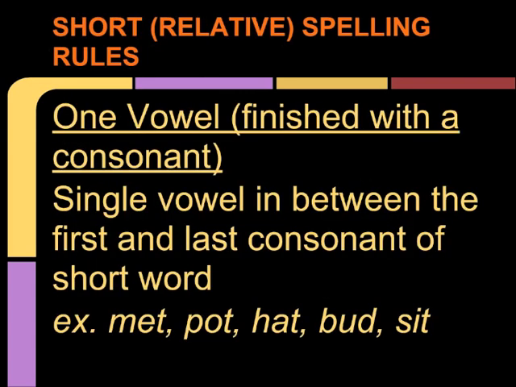For short, or relative, spelling rules, there is basically one rule. If it's just one vowel followed by a consonant, then the single vowel in between the first and last consonant of a short word will make its short sound. For example, met, pot, hat, bud, sit.